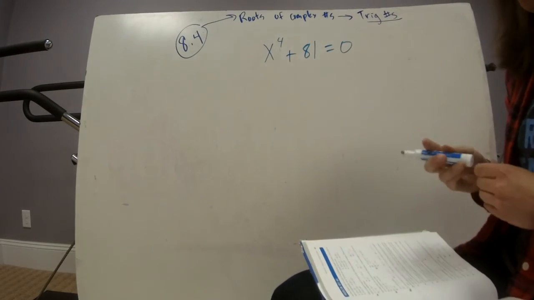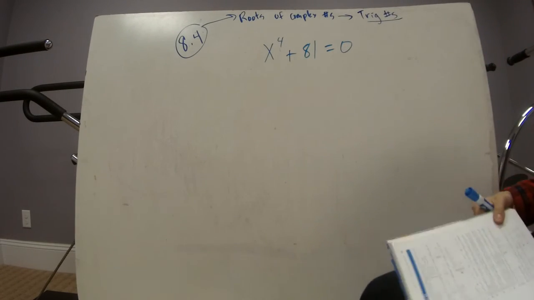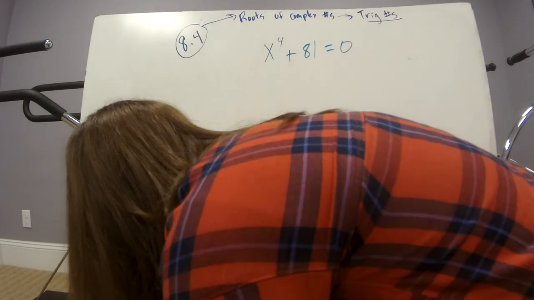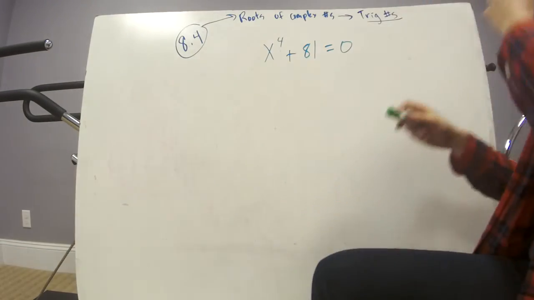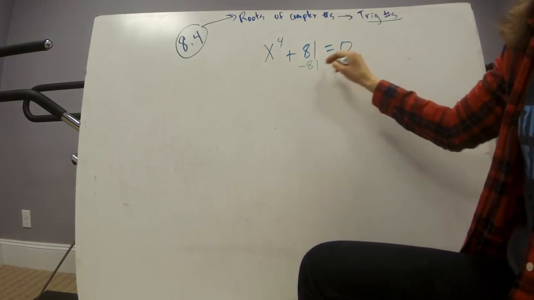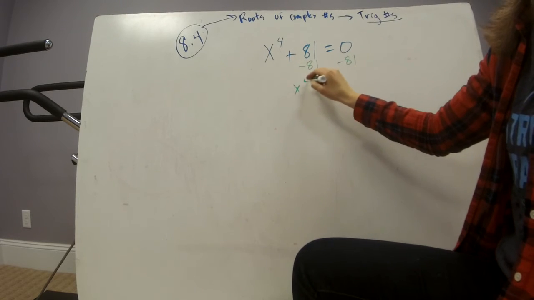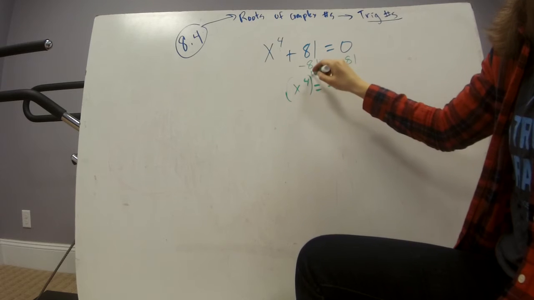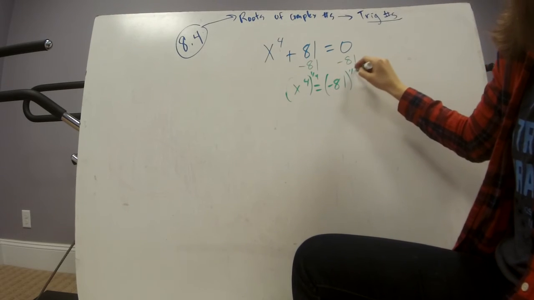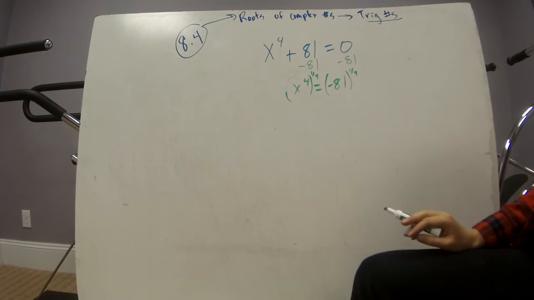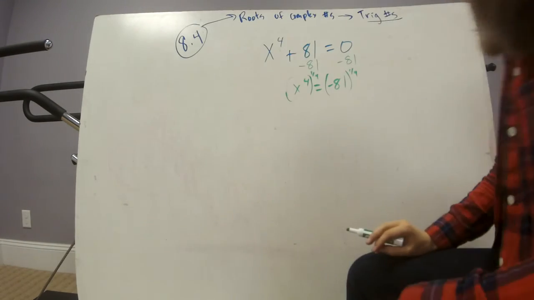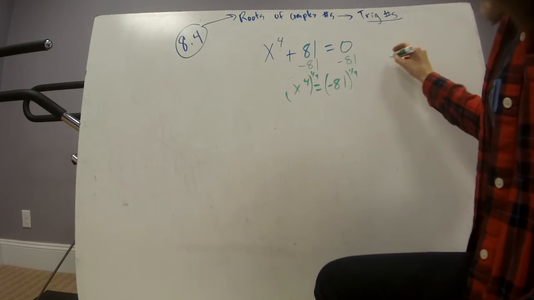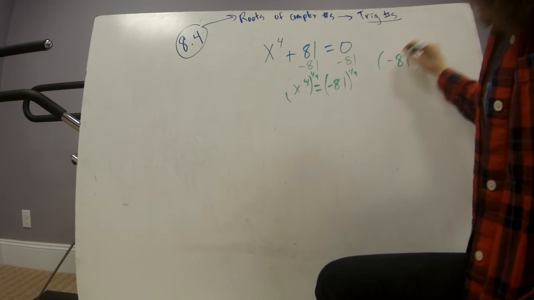So, here's an equation. It wants you to solve it. But we are, again, going to solve it using trig. Alright? And here's why. We would subtract 81. X to the fourth would equal negative 81. Alright? And then we'd take this to the 1/4 power. And I'll tell you kind of using algebra why this will turn out the way it is. But basically we need to do negative 81 to the 1/4.